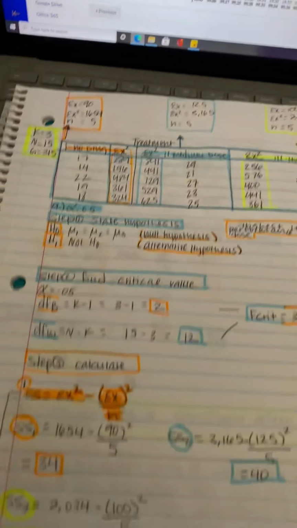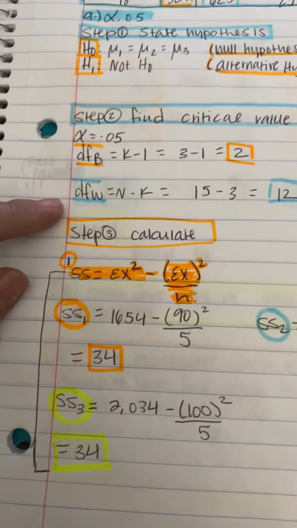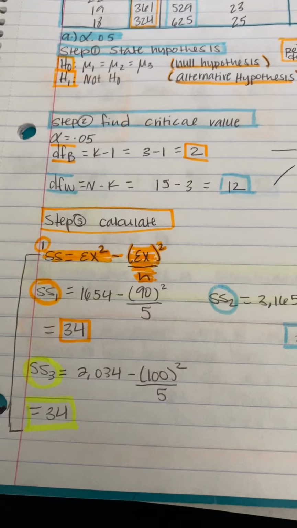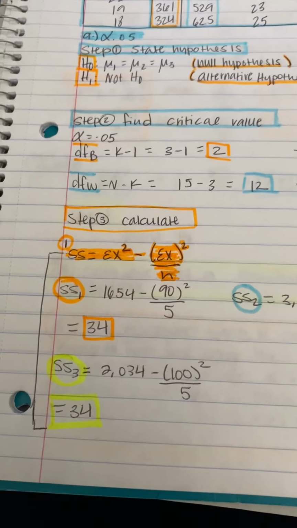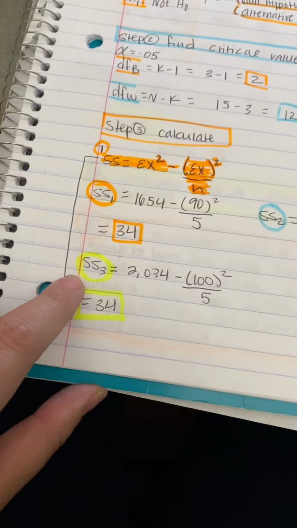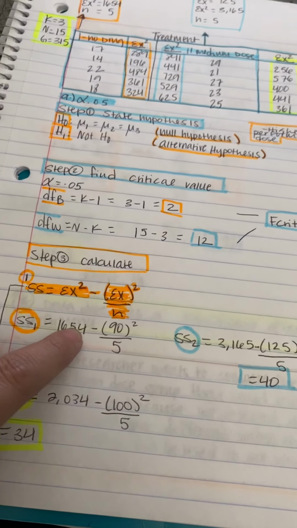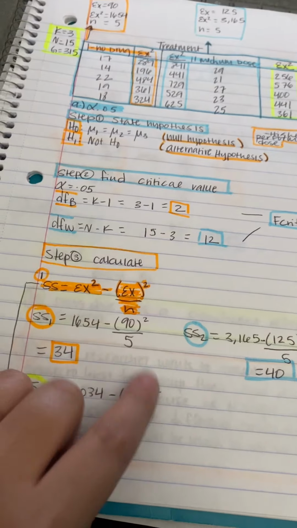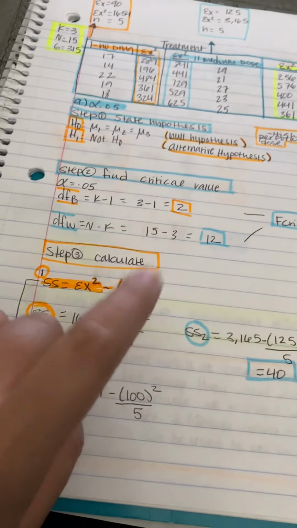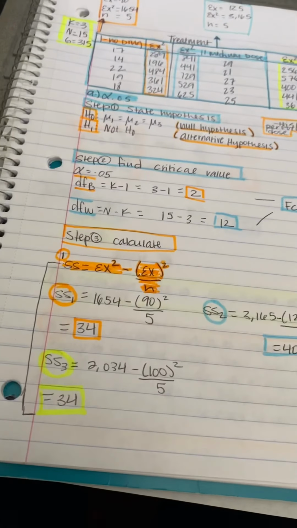So then I come back down here, and I find that our first equation is SS equals E of x squared minus (E of x) squared divided by n. Here I wrote them out for all of them, and that's why I color coded them in the same color codes I did here. You would just do 1654 minus 90 squared divided by 5. The best way to do this would be to square the 90 in parentheses first, then divide, then subtract. That's what I did for all three, and I got 34, 40, and 34.